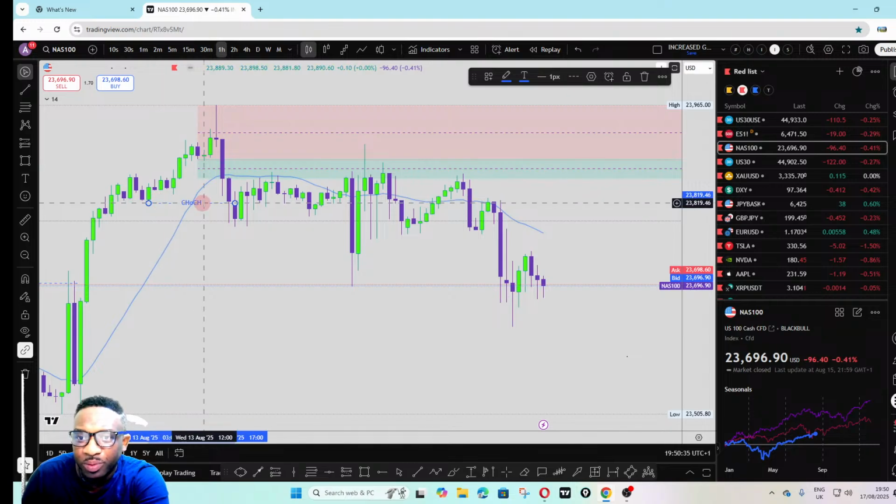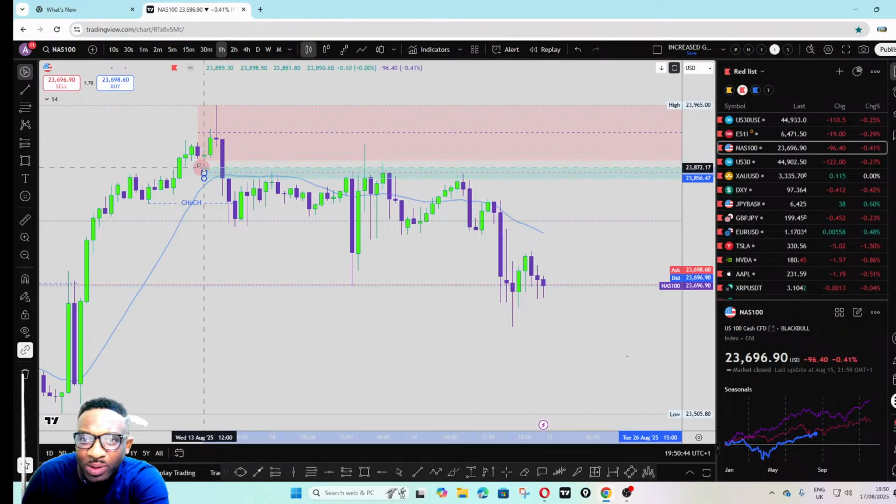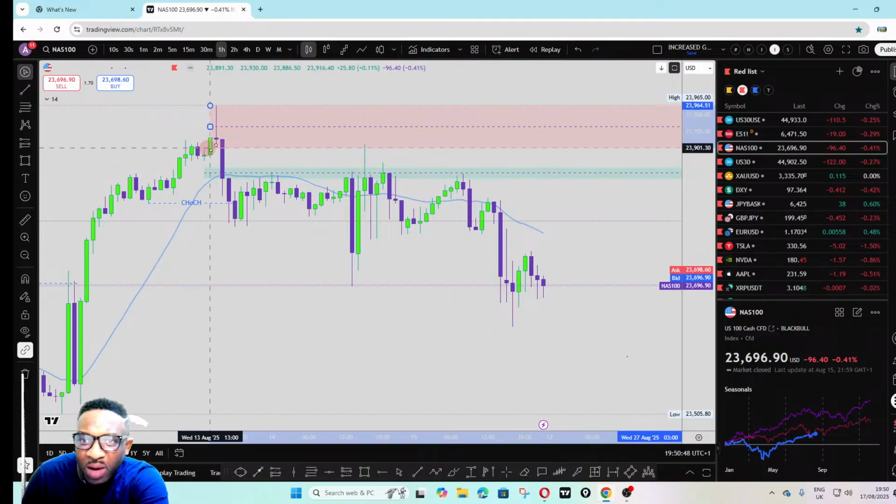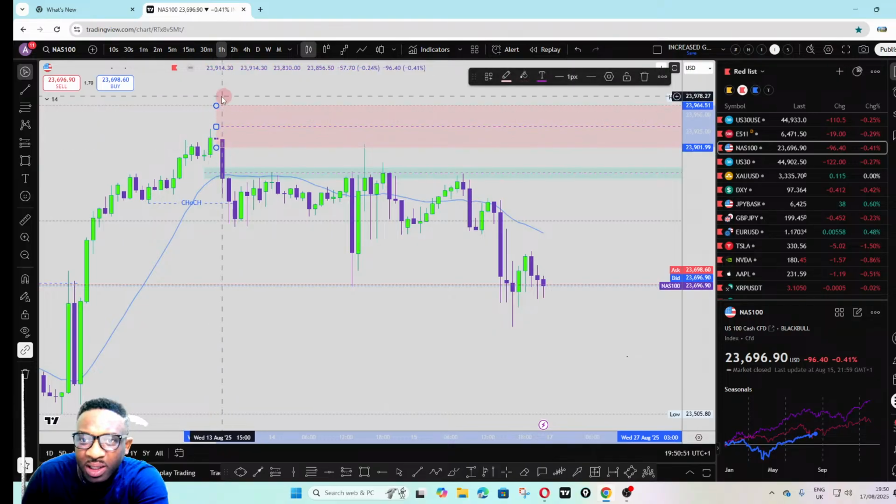So I will put the change of character right here. From this change of character, the origin is this. Let's refine, because we are on the 1 hour, let's refine our zone. So we put this zone here on the 4 hour time frame. Now we refined it to this particular candle here.